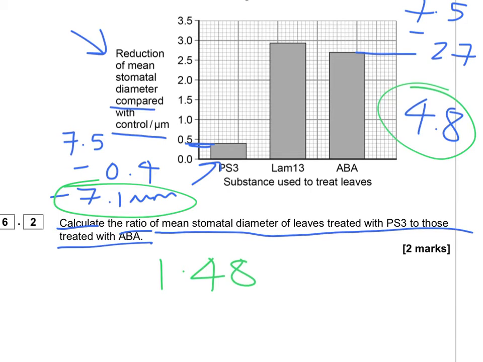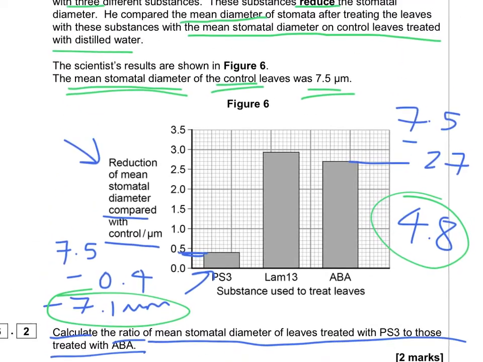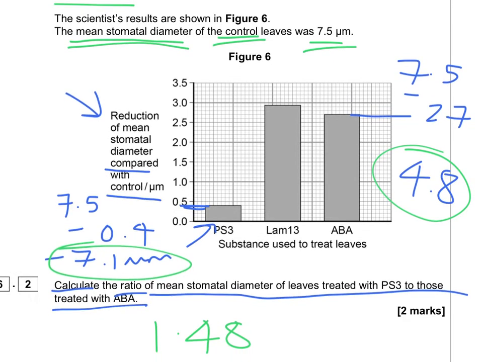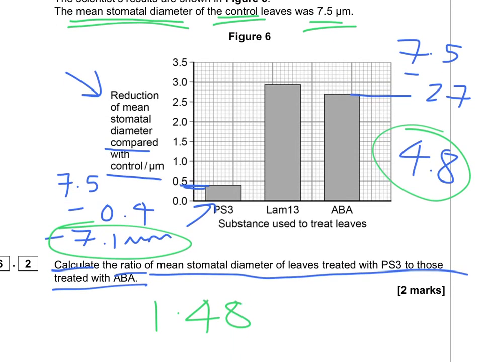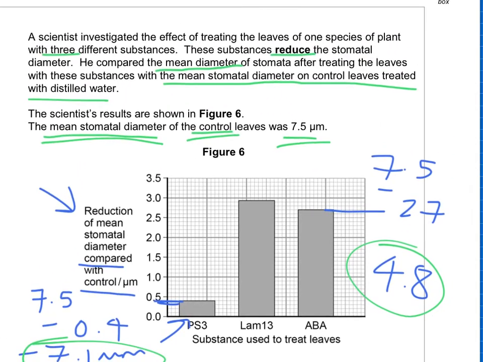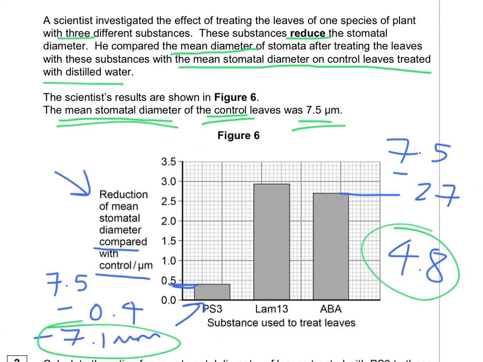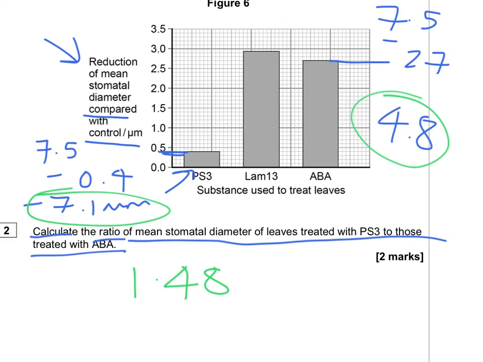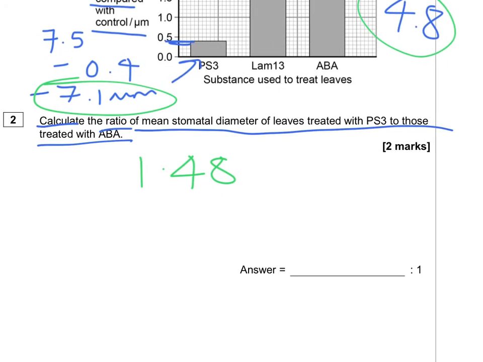So as I said to you, you just need to read the stem of the question. The reason it's bold, these substances reduce the stomatal diameter, so you've got to work out the reduction of the stomatal diameter, but compare it with the control, which was a 7.5, okay, and that is your answer, 1.48 to 1.